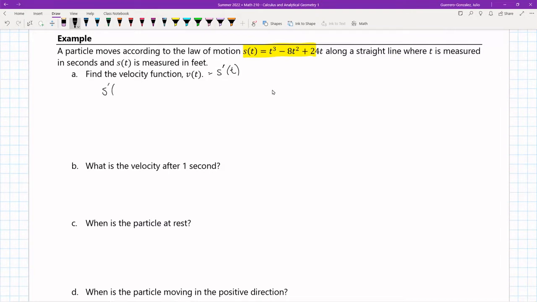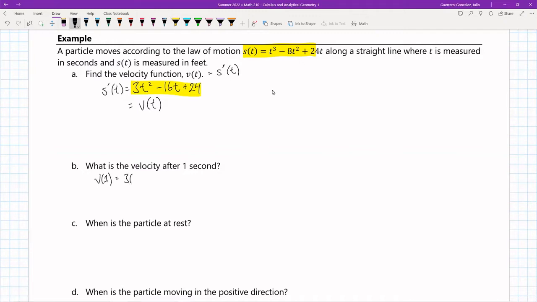So s prime of t, super simple, 3t squared minus 8 times 2, that's 16t plus 24, and we are done. That's what v of t is equal to, okay? What is the velocity after 1 second? Even easier. We get to find v of 1 second, right? So we get to use this equation.